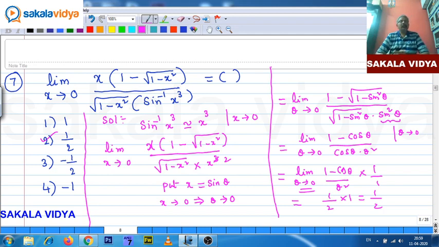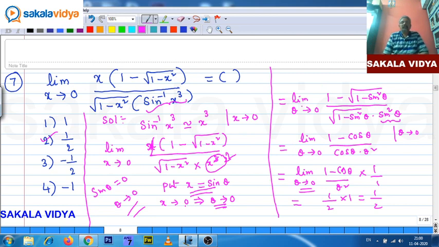So, now here see, sin inverse x cube, I have written approximately x cube here as x approaches 0. That means, in the place of sin x cube, I have written x cube here, and x and x, here you get x square. Now put x is equal to sin theta. As we are changing x for sin theta, even limit also we need to change. Put x is equal to 0 means here sin theta is equal to 0. That means theta is approximately 0. So, theta tends to 0.